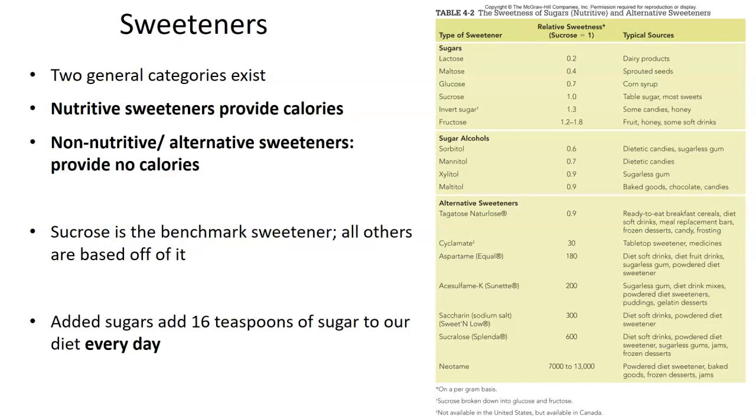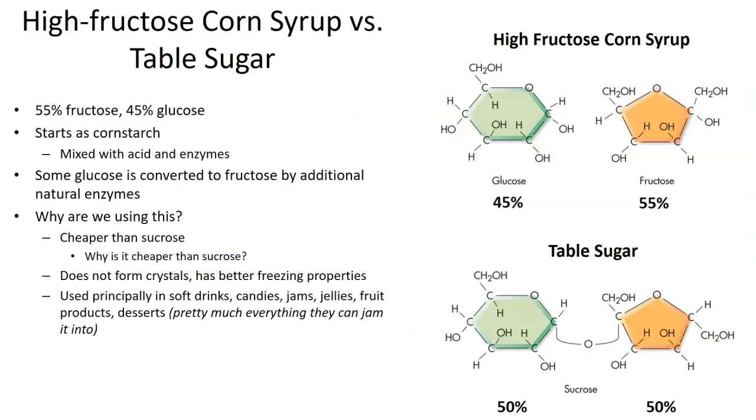What we do know, just as a general rule, is that added sugars that we add to the foods we consume equal 16 teaspoons of sugar on average in our diet every day. That means each one of us is consuming on average 16 additional teaspoons of sugar just because of what we eat. So what's the difference between high fructose corn syrup then and table sugar, and which one do we want to be exposed to?